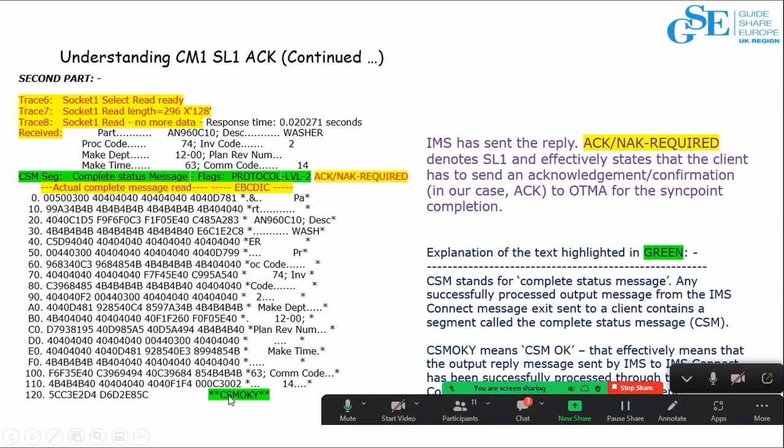The important thing to take note of over here is the CSM OKY. This CSM OKY stands for what we call the CSM OK, which means that the output reply message sent by IMS to IMS Connect has been successfully processed through the IMS Connect message exit and sent back to the client. So that's what it means. In short, in very simple words, till now, everything is working fine.